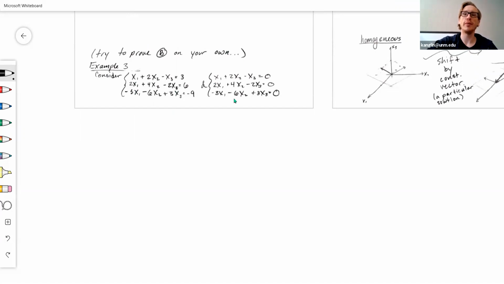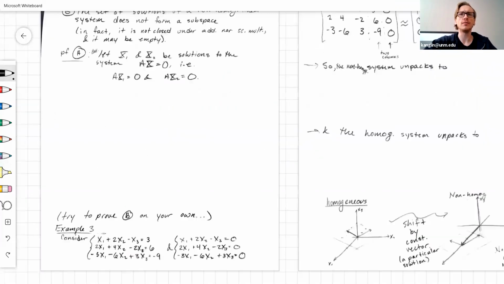We have the same coefficient matrix in both systems. One's homogeneous and one's not. We want to see, what is that really doing visually? What is the difference between these? Why do we care that the solutions to the homogeneous version form a subspace, whereas these guys don't? Well, let's take a look.